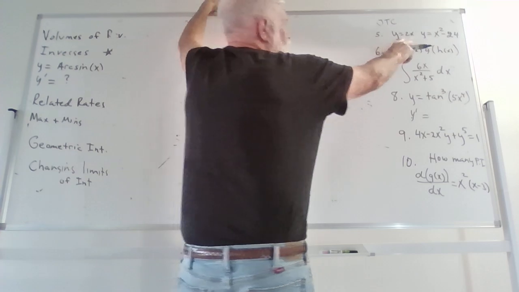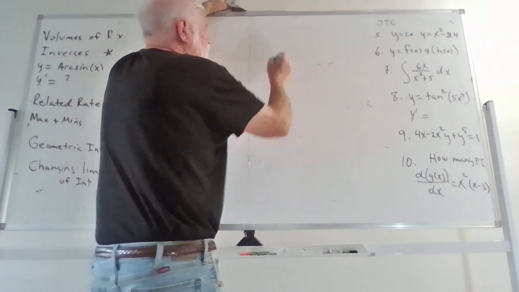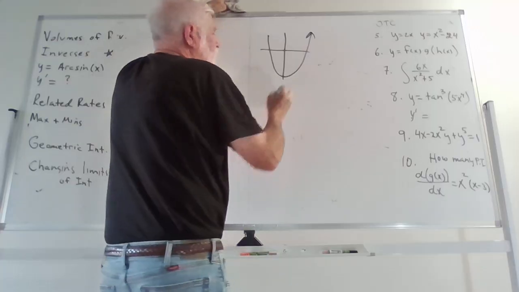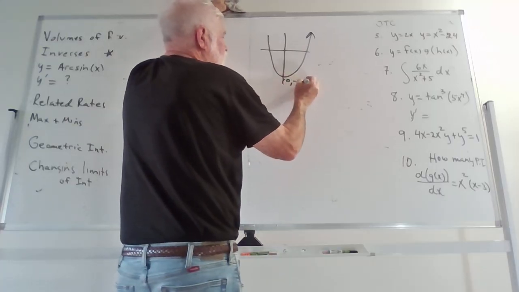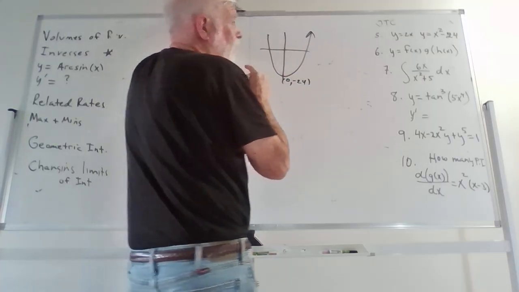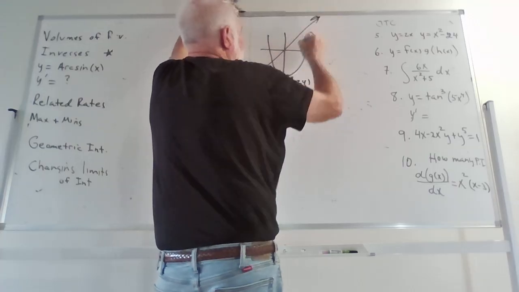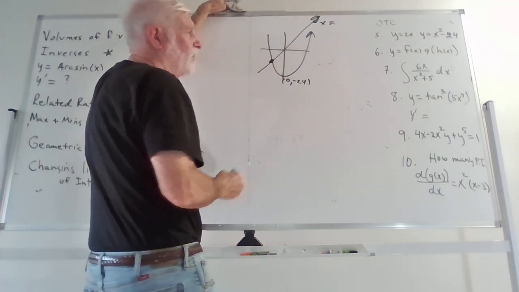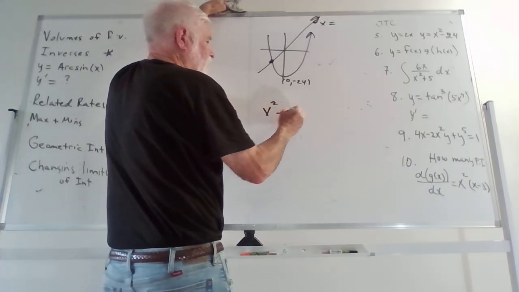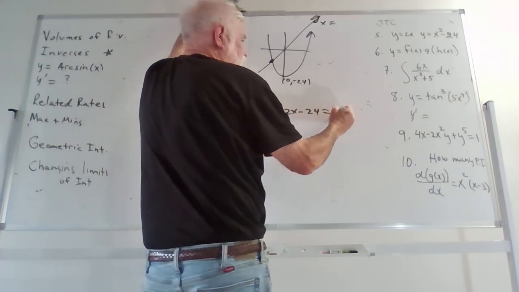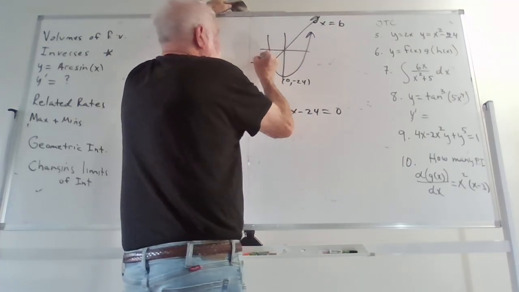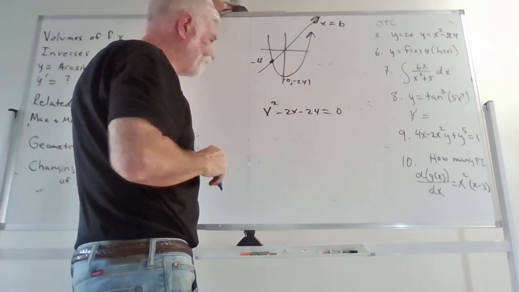Bounded area. 2x to x squared minus 24. X squared minus 24 is a parabola that looks like that. That's 0, -24 for a vertex. And 2x looking like that. So we get an intersection over here, and we get an intersection over here. So we factor x squared minus 2x minus 24 equals 0 to find those. And we can see that a 6 over here and a -4 here looks to be right.